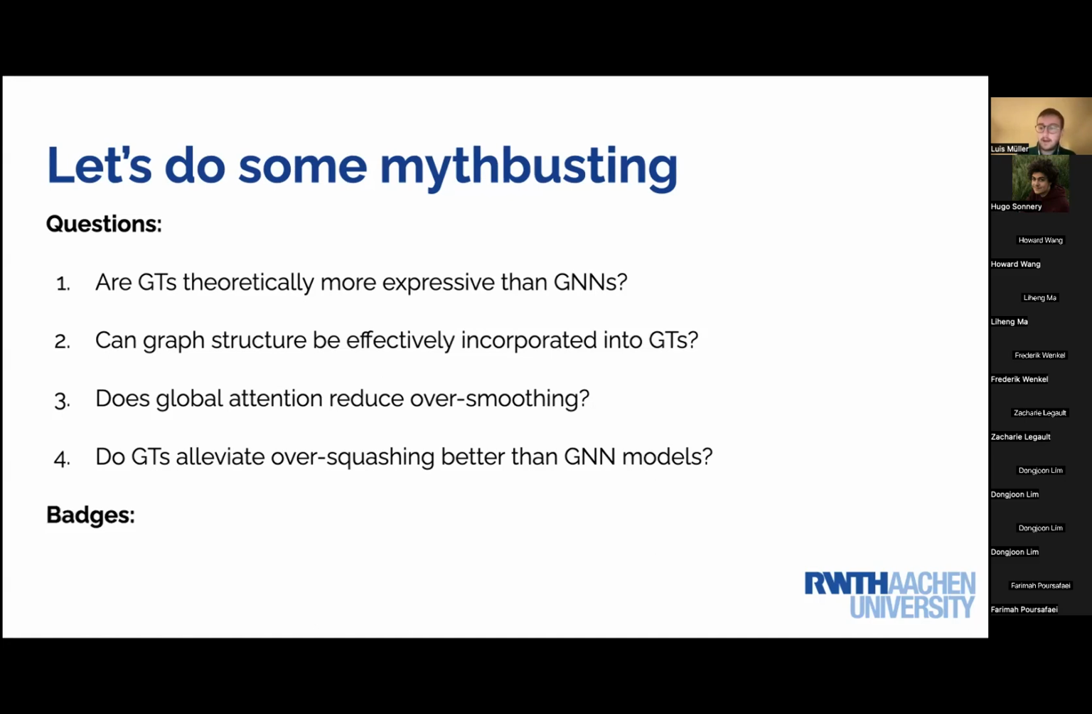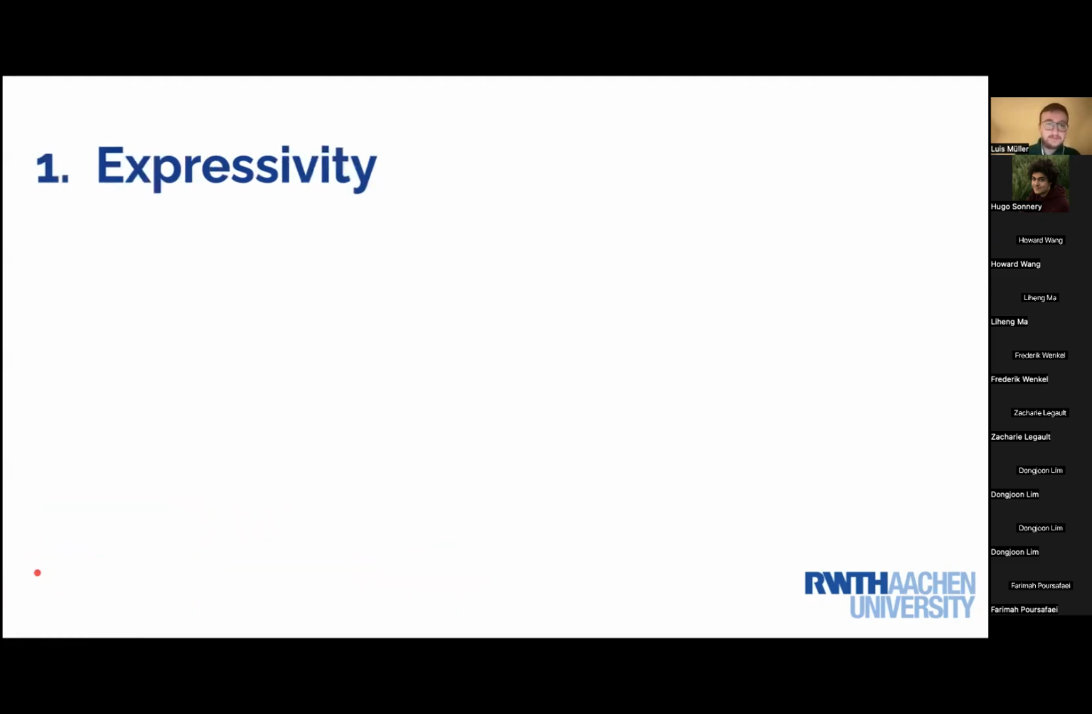Okay, and this is semi-serious. We award badges depending on how much the myth has been busted or confirmed, and also add a plausible badge, which is just where we're not 100% sure. But don't overinterpret this, it's more for fun. And in the paper, we're much more serious about answering these questions. All right, so let's start with the first part, the expressivity question.